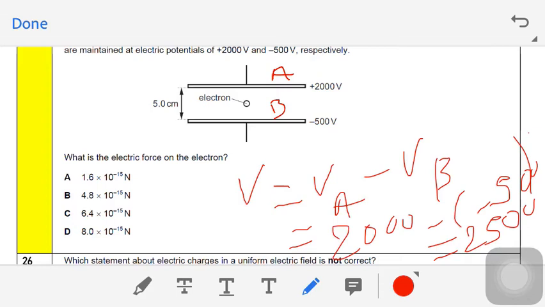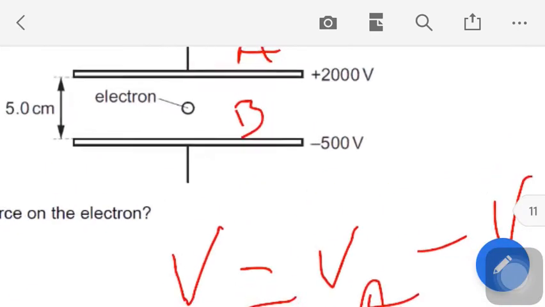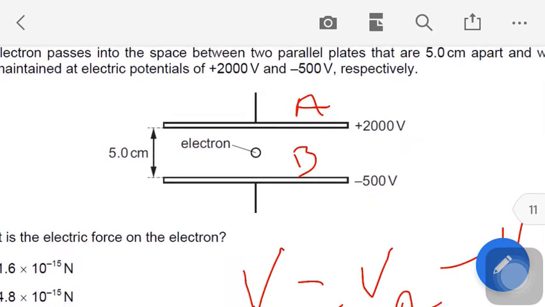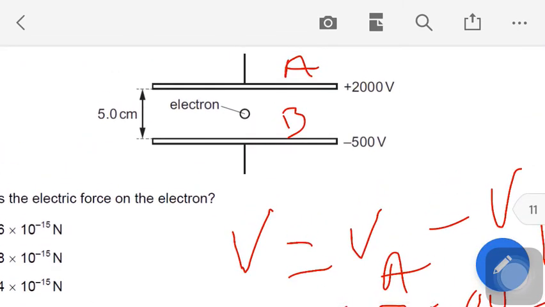Now, of course, these things we would study in detail in the next chapter, but this is simple, and again you can look at it conceptually. Now the meaning of this plate being at 500 volts and this plate being at 2000 volts is measured from some common point. Let's say there is a point C. Now in that question number 9, Earth was that common point. When you are measuring the potentials, you're going to measure them from the same level, right?